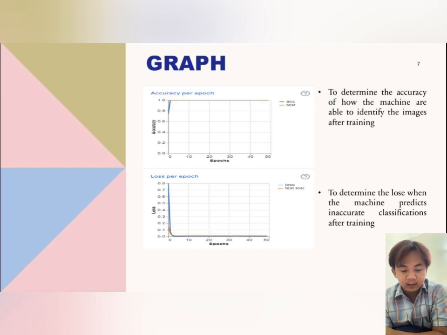Okay, for loss per epoch, as we can see, the loss reaches 0 around epoch number 2 or 3. It reached 0 loss, which is very good. This loss per epoch determines the loss when the machine predicts an inaccurate classification after the training. That's all from me. Thank you.